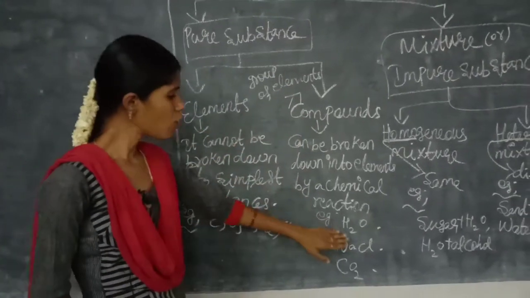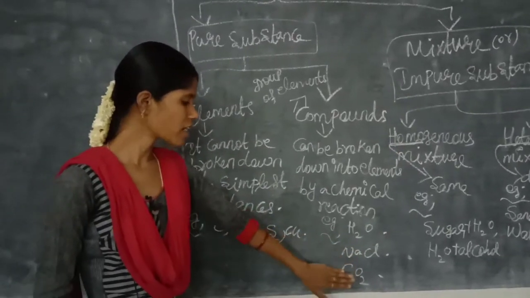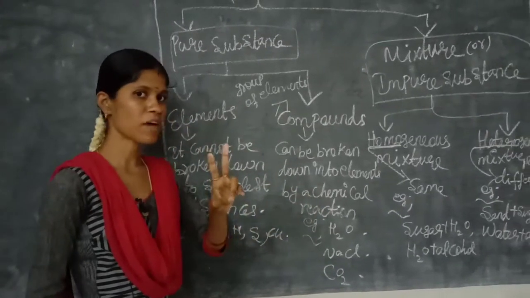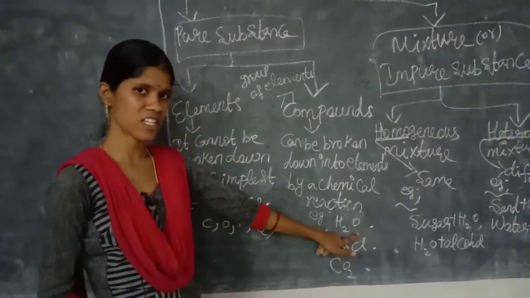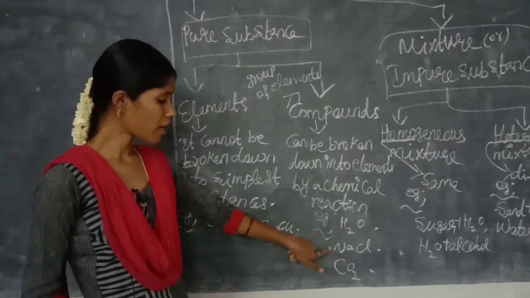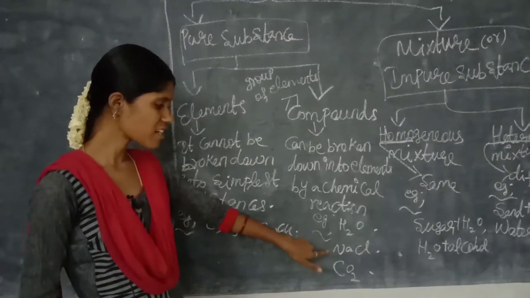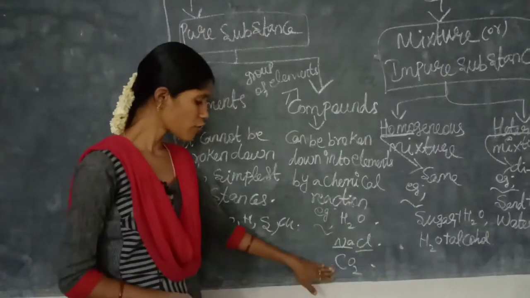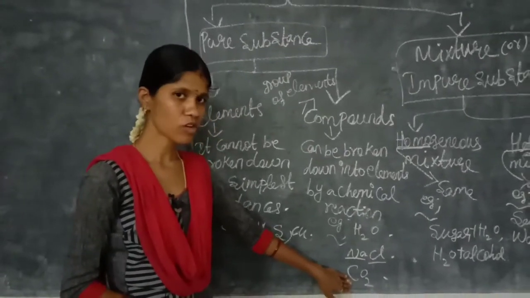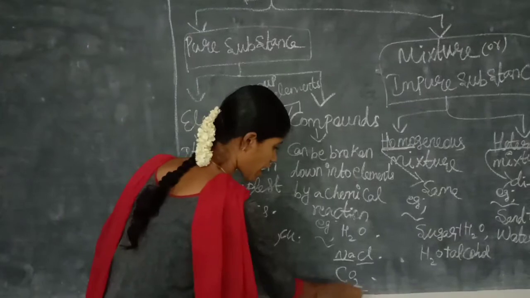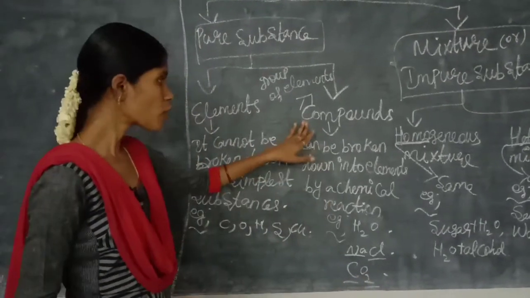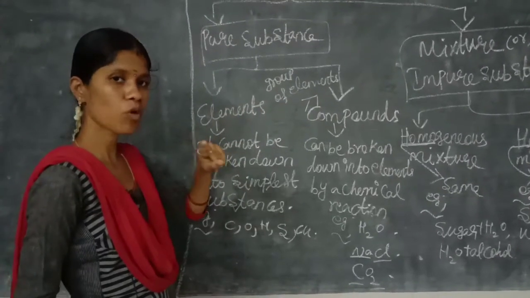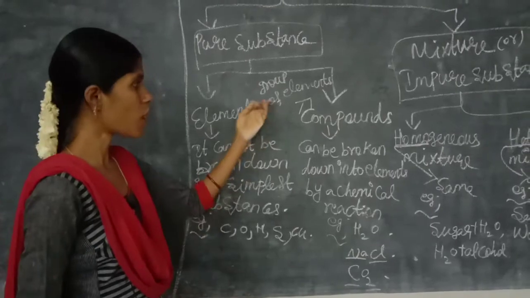For example, water, sodium chloride (salt) and carbon dioxide. Water consists of two elements: hydrogen and oxygen. The compound sodium chloride, salt, consists of two elements: sodium and chlorine. Carbon dioxide also consists of two elements: carbon and oxygen. So a compound means a combination or group of elements, that is, two or more elements forming a compound.